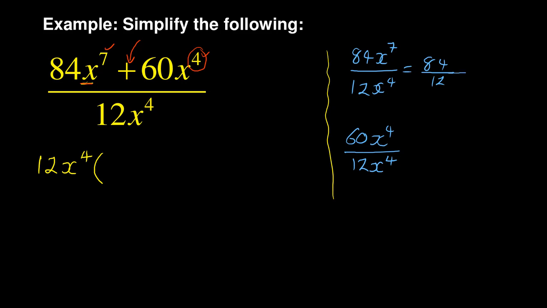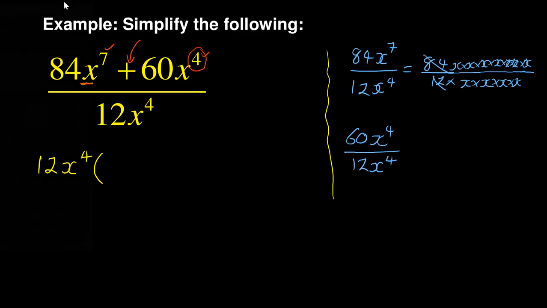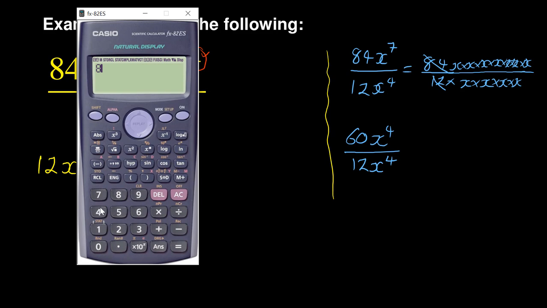And then again, here I'm saying x to the power of 7. It means there are 7 of them, which is x times x, 2, 3, 4, 5, 6, and 7. That's what it means. And then at the bottom it means there are 4, which is 1, 2, 3, 4. So now the 12 into 84, if you use a calculator for that, if you say 84 divided by 12, you get a 7.